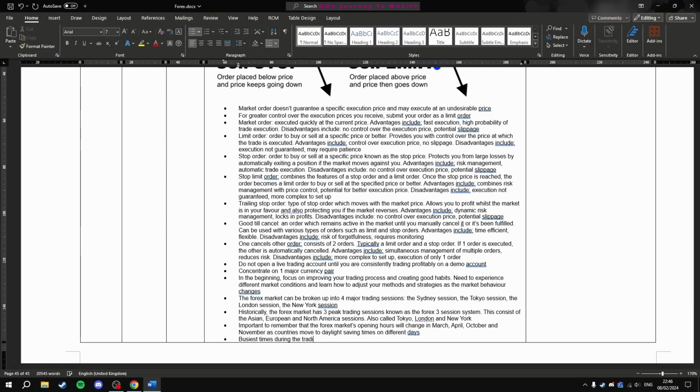During the trading day is when two sessions overlap.